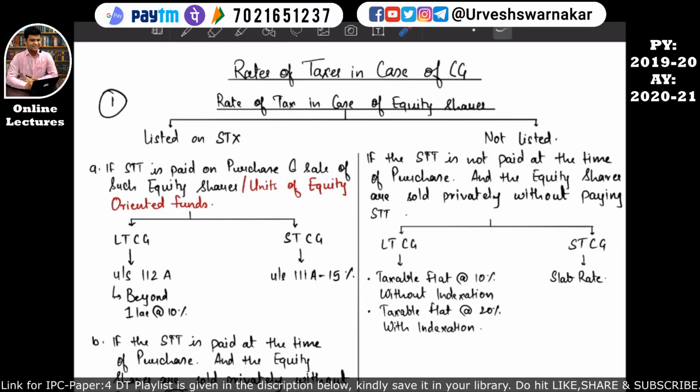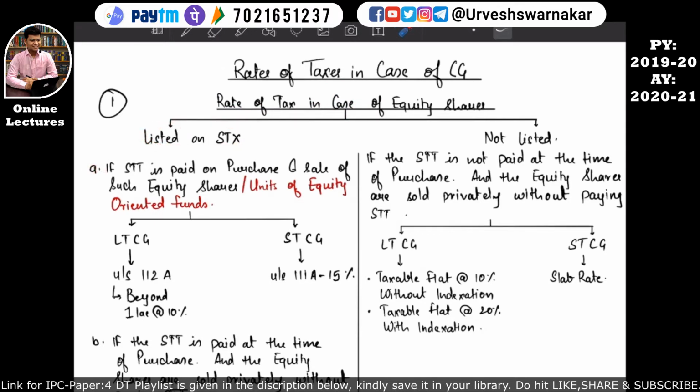Similarly, if these equity shares are of a company which are not listed on a stock exchange, then how we will calculate the capital gain, and on this capital gain how we will calculate the tax is given over here. I hope this is quite clear to you all. So now let's start with this listed part first. Rates of taxes in case of equity shares of a company which are listed on a stock exchange.